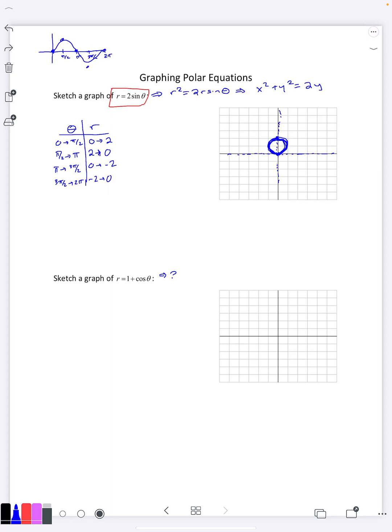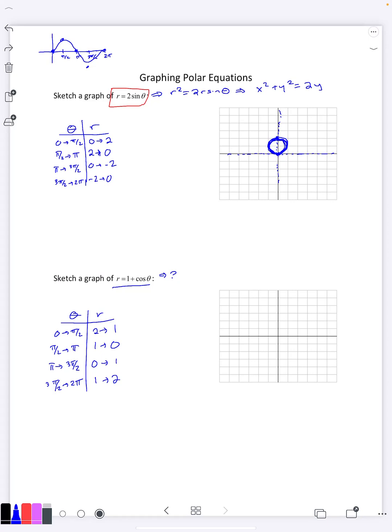Now, let's take that same process and apply it to the second equation, which I think is harder. So we're going to break up our theta here and our r. Same 0 to pi over 2, pi over 2 to pi, pi to 3 pi over 2, and 3 pi over 2 to 2 pi. Plug in our r's here. So when theta is 0, cosine 0 is 1, 1 plus 1 is 2. Then when we go to cosine pi over 2, that's 0, 0 plus 1 is 1. And if I just quickly plug in numbers here, I'm going to get this.